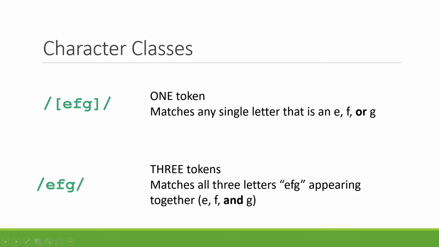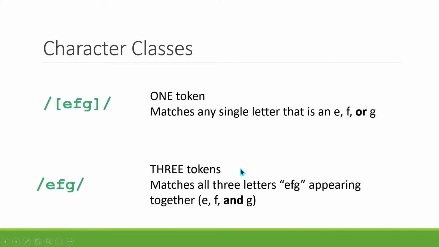Again, to summarize the difference, using a character class with the brackets, it's a single token. It's matching any single letter that is an E, an F, or a G. Whereas without the brackets, that's 3 different tokens. So it's matching all 3 letters, E, F, G, appearing together. So it won't match E's, like 3 E's or 3 F's or 3 G's. It has to be E, and then an F, and then a G.